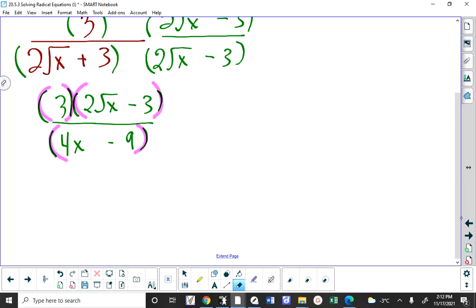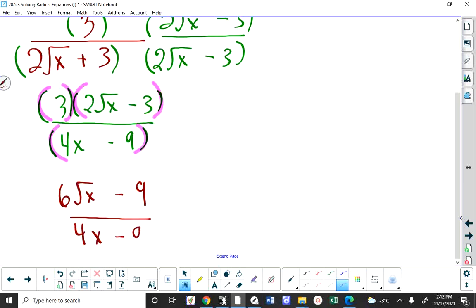If you wanted to, could we multiply this 3 through? Since it doesn't cancel, I guess we could, and we could get 6 root x minus 9 over 4x minus 9. But again, nothing cancels. We can't at this level start doing silly things like that. That just doesn't fly. It's not right.